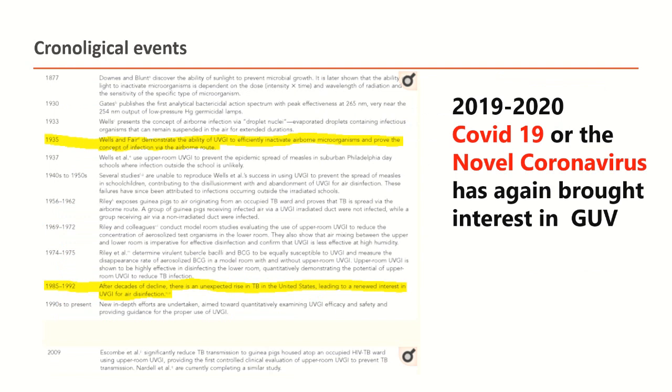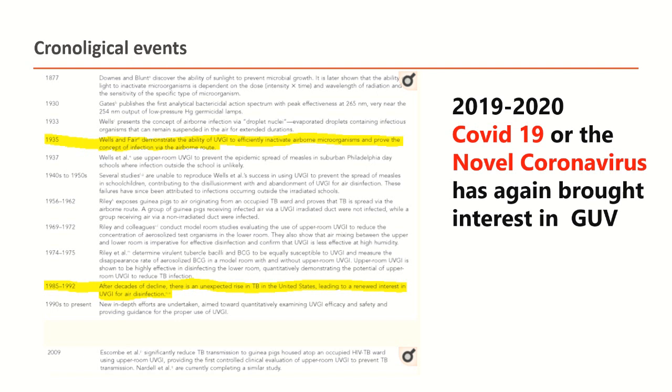Now, I'm bringing you to a few of the chronological events with respect to UV that have happened. Way back in 1877, Downes and Blunt discovered the ability of sunlight to prevent microbial growth. In 1935, Wells and Fay demonstrated the ability of UVGI to effectively inactivate airborne microorganisms and prove the concept of infection via the airborne route.